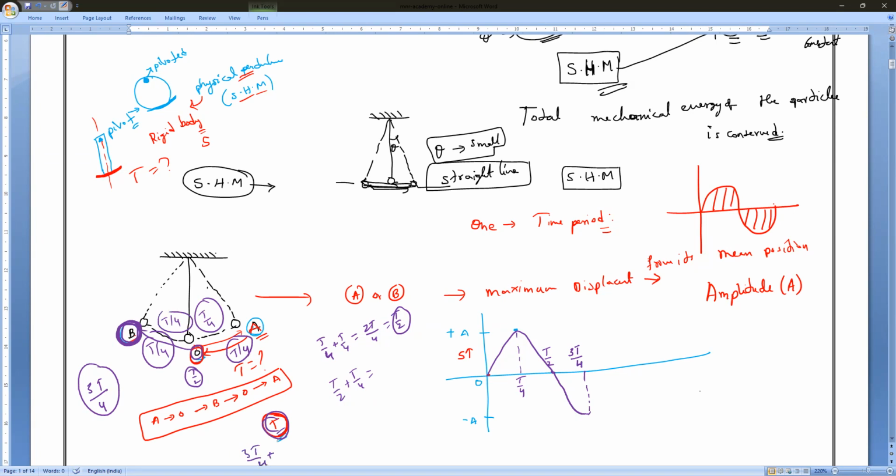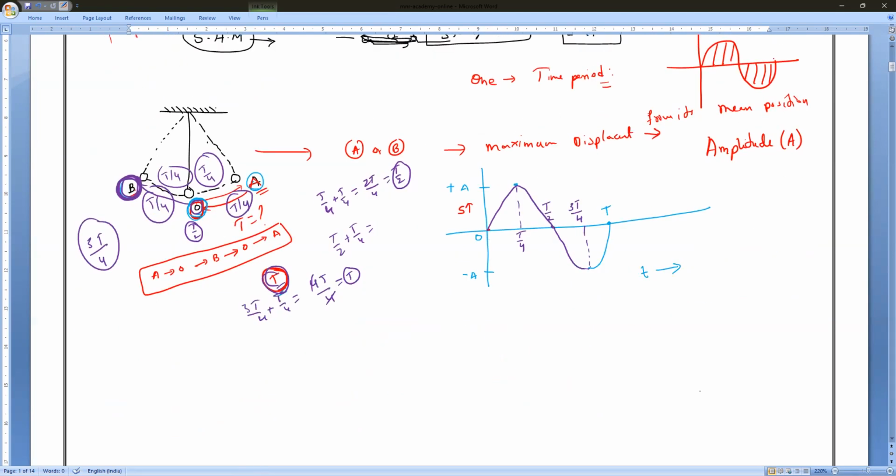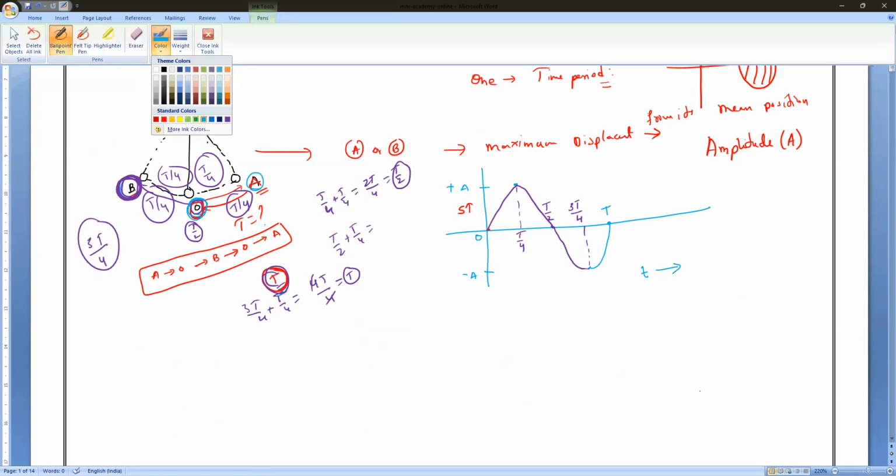And again, when the time becomes T by 4 more, 3T by 4 plus T by 4, what is the time period? Which equals 4T by 4. So 4 will get cancelled, it will become T. So Bob is at what point? Started from O and again came back to O. So by the time of T, Bob is at what point? Mean position or extreme position? Mean position. Do you understand? Everyone, please respond. Clear?